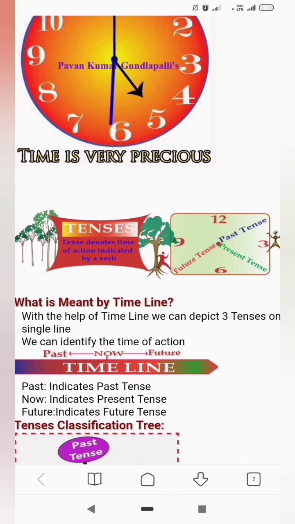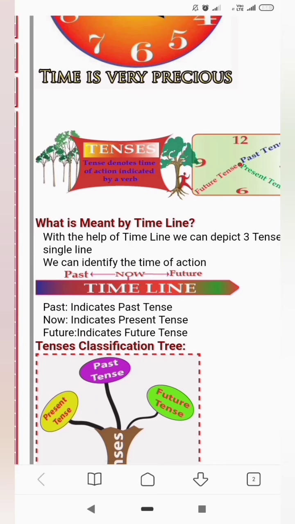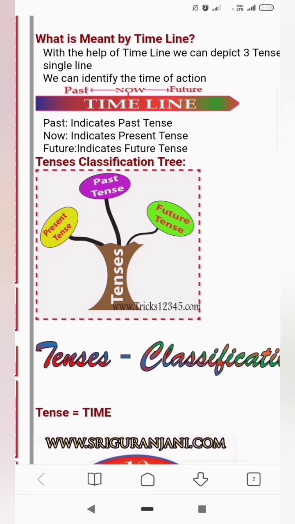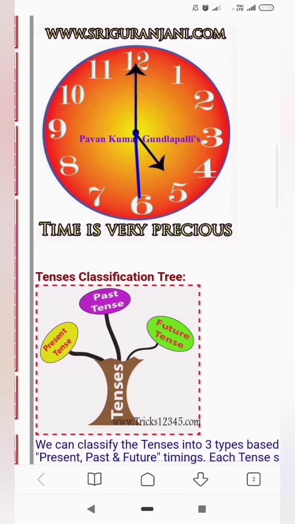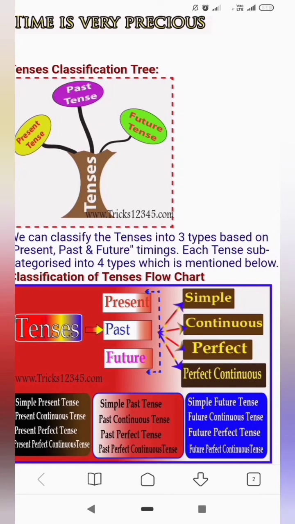Past, now, future. Past indicates past tense. Now indicates present tense. Future indicates future tense. Tenses are classified into three: present tense, past tense, future tense. And again, it can be classified into four forms: simple, continuous, perfect, and perfect continuous. If we know them perfectly, it will help us to use English language well.